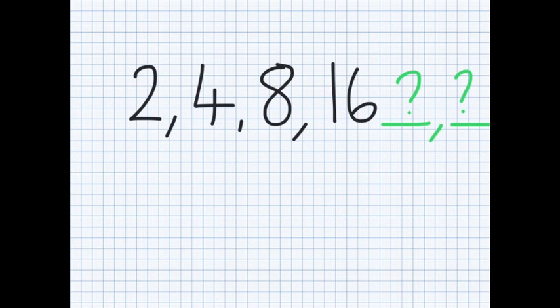So 2, 4, 8, 16. See here, we can see that each number is being doubled. Double 2, 4, double 4, 8, double 8, 16. Therefore, double 16 will end up being 32. Double 32 ends up being 64.